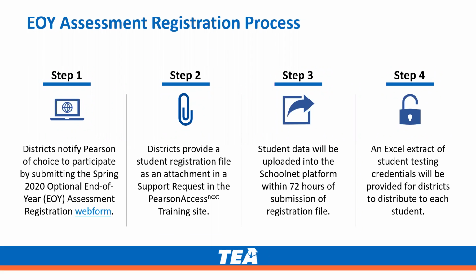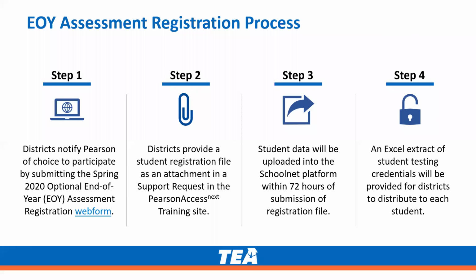It is actually posted also in the Pearson Access Next training site, and I'll show you how you can locate that in a bit. If you navigate to the Pearson Access Next training site and select the end of year assessment, you'll see the instructions, and it will also include a link to that web form. The link is in question number 12 of the FAQ specifically, so if you're scanning through them, it's question 12. Okay. So, again, your second step is to submit that registration file as an attachment through a support request in the Pearson Access Next Brown training site.